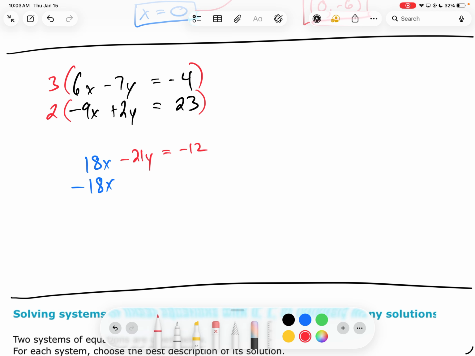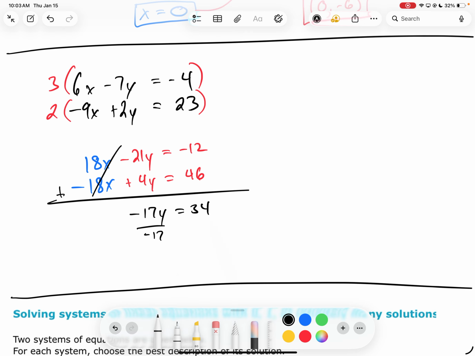So you may have to manipulate both equations to make it something you can cancel out. 2 times negative 9x is negative 18x. 2 times 2y is 4y. And 2 times 23 is 46. Now when I add these up, my 18s cancel out, so we did good. We have negative 17y equals 34, even though we got strange numbers. Like I said, she is probably not going to give you fractions on these. So you'll know that you did it right or wrong.